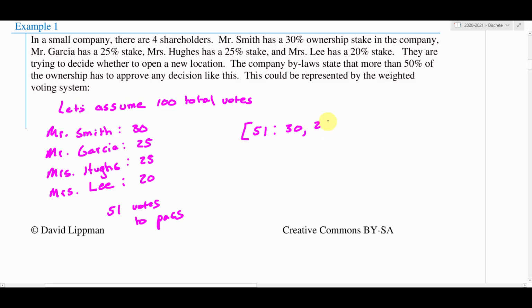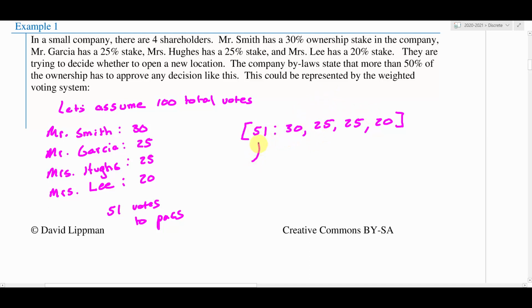Garcia with 25 votes. And then player 3 would be Mrs. Hughes with 25 votes. And Mrs. Lee is our fourth player with 20 votes. And when they write those weights, they write them in descending order, so the largest weight will always go first. So player 1 will always be the one that has the largest ownership stake in the company.